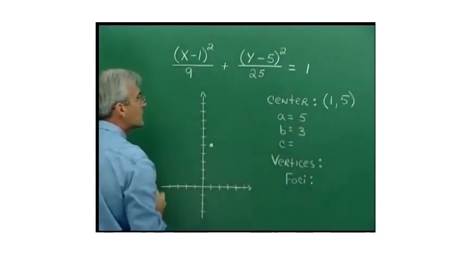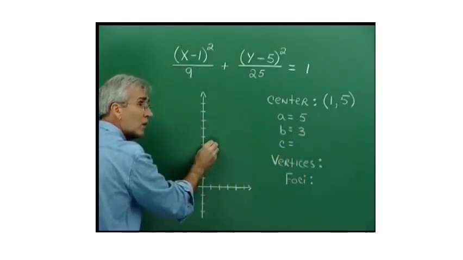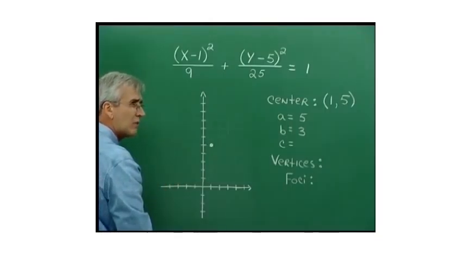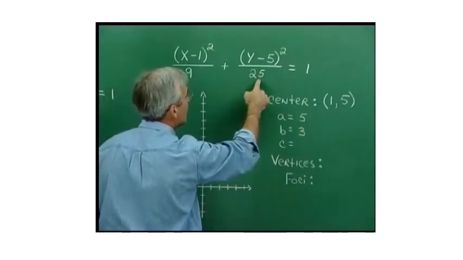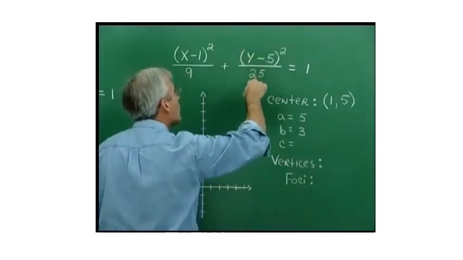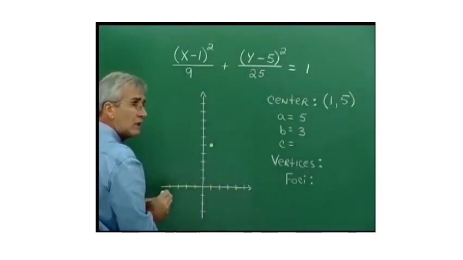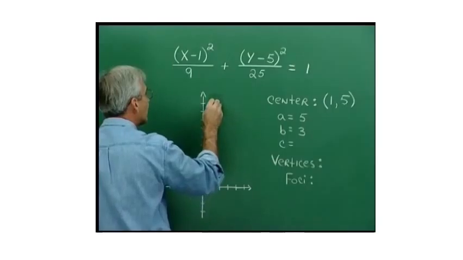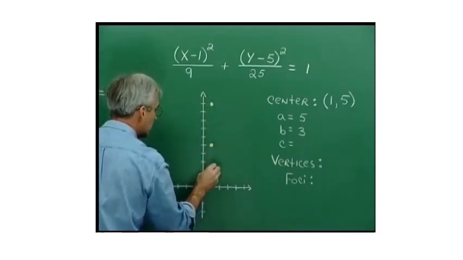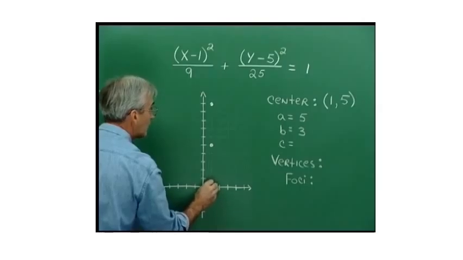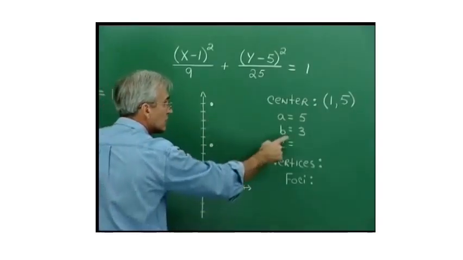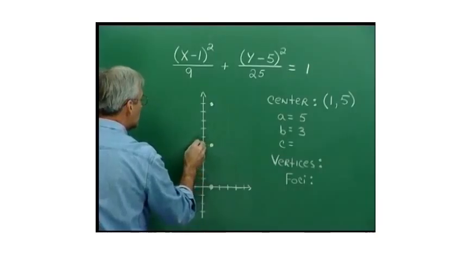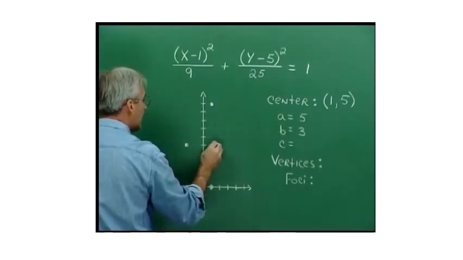So let's see, an A distance of 5 means from the center, we go a distance of 5 in 2 directions. Now let's see, do we go left, right, or up and down? Well, the a squared is in this denominator, so the a is found here, and it's under y, and therefore we're elongated vertically. So from the center, we go up 1, 2, 3, 4, 5, and then down 1, 2, 3, 4, 5 to locate vertex points. And then the ends of the minor axis are a distance of 3 from the center. So from here we go 1, 2, 3, and 1, 2, 3.